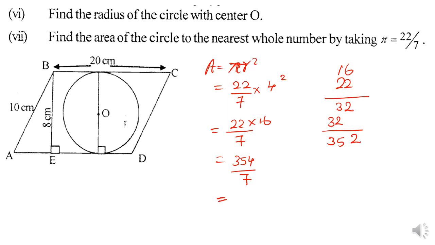So it's so easy to do. If it is kind of difficult, you can go to the long division and find the answer. And you get 50.5757. So you have to give it to the nearest whole number, so you can write 51 square centimeters, right? Because you have to give it to the nearest whole number.